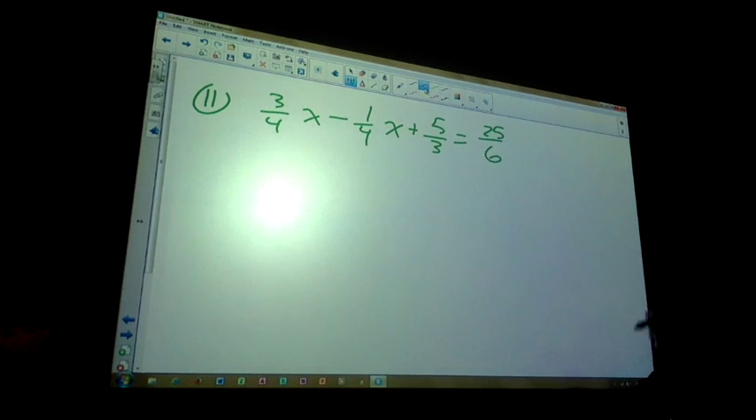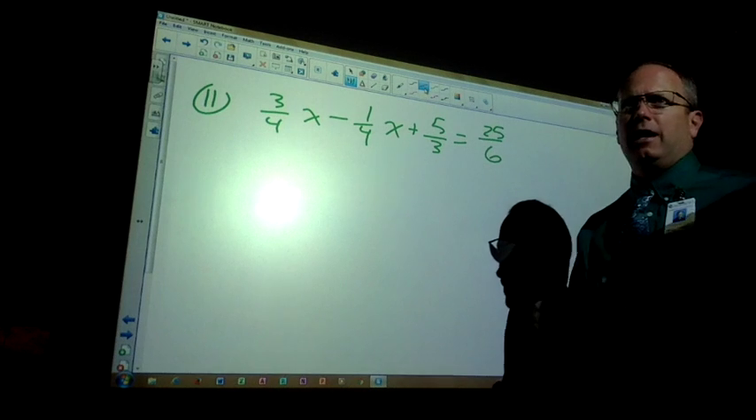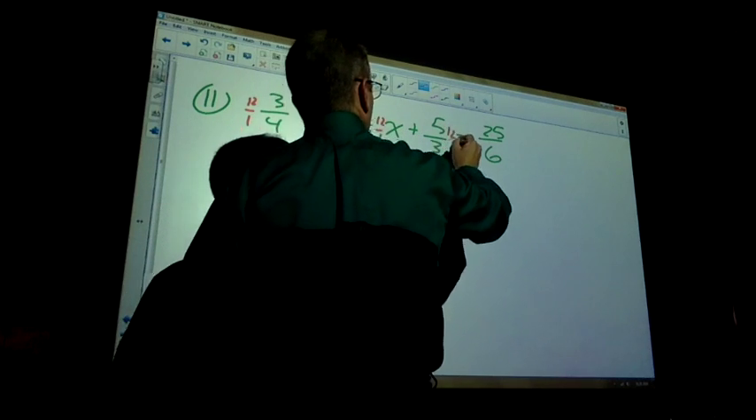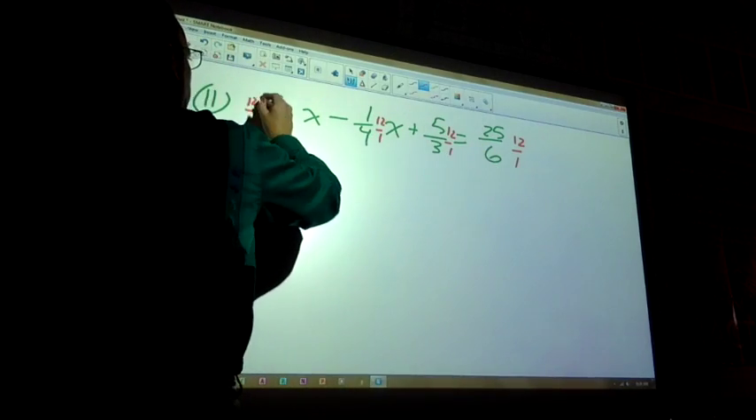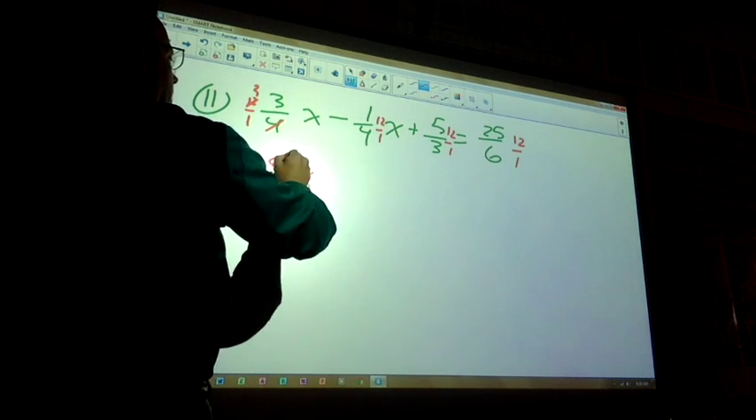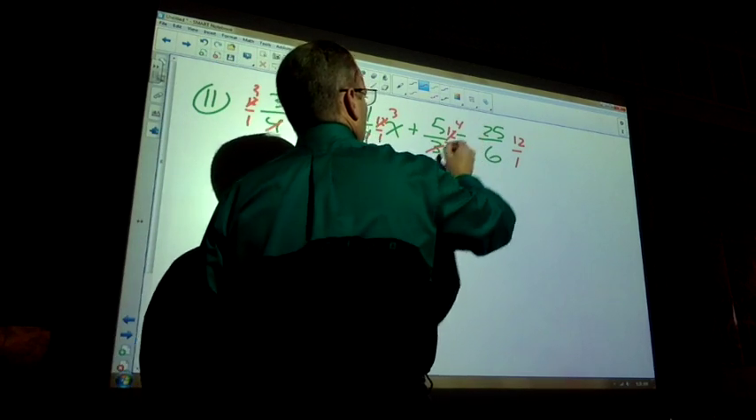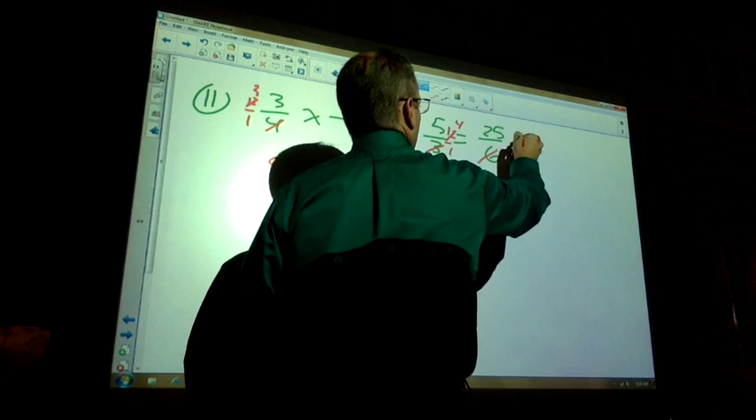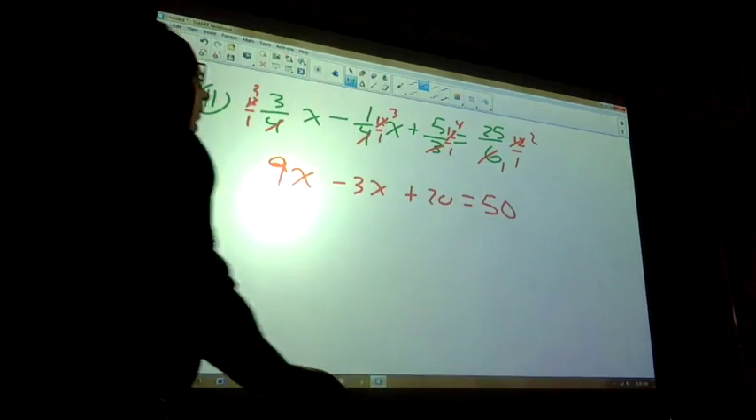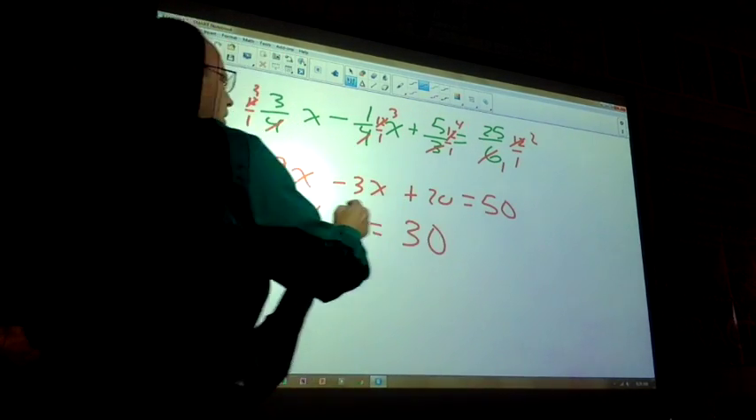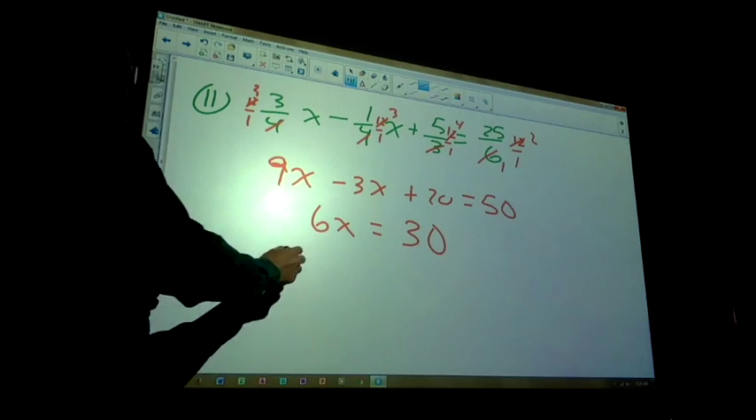All right, what number do 4, 3, and 6 all go into? 12. Some of you might be saying 24. 24 would work as well. It's just you'd have a bigger number to divide at the end, but get the same answer. So we're going to multiply all four terms by 12 over 1. 4 goes into 12 3 times, so you get a 9x. And then 4, that's negative 3x. And that's 20. And that's 2, so that's 50. Feel okay? Combine like terms, so that's 6x. And I can subtract 20, that gives me 30. So I combine like terms and subtract the 20, then divide each side by the 6.